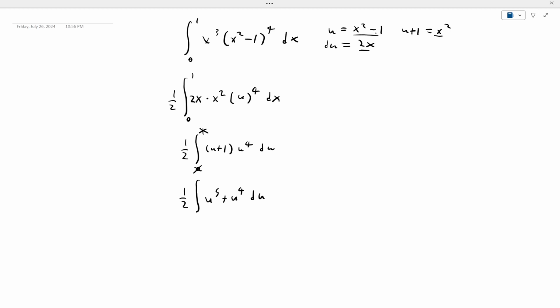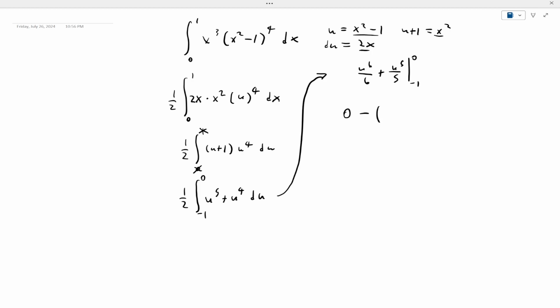So 0, if you plug it into our u, we get -1. If we plug in 1, we get 0. So now we just solve this integral, which is pretty easy. So if I bring it over here, now we have u to the 6 over 6 plus u to the 5 over 5 evaluated from -1 to 0. So let's just plug those in. So 0 over 6 plus 0 over 5, that's going to be 0.